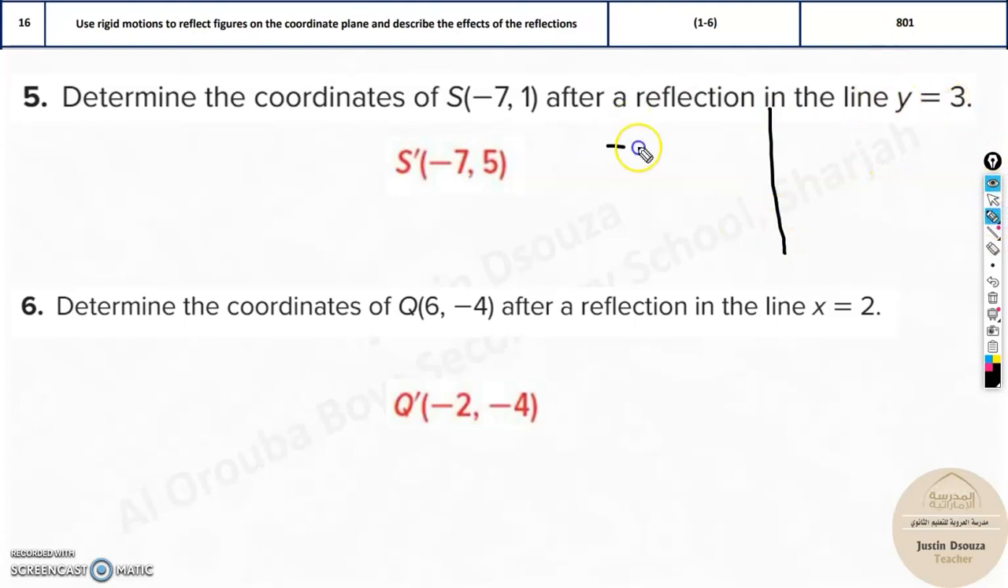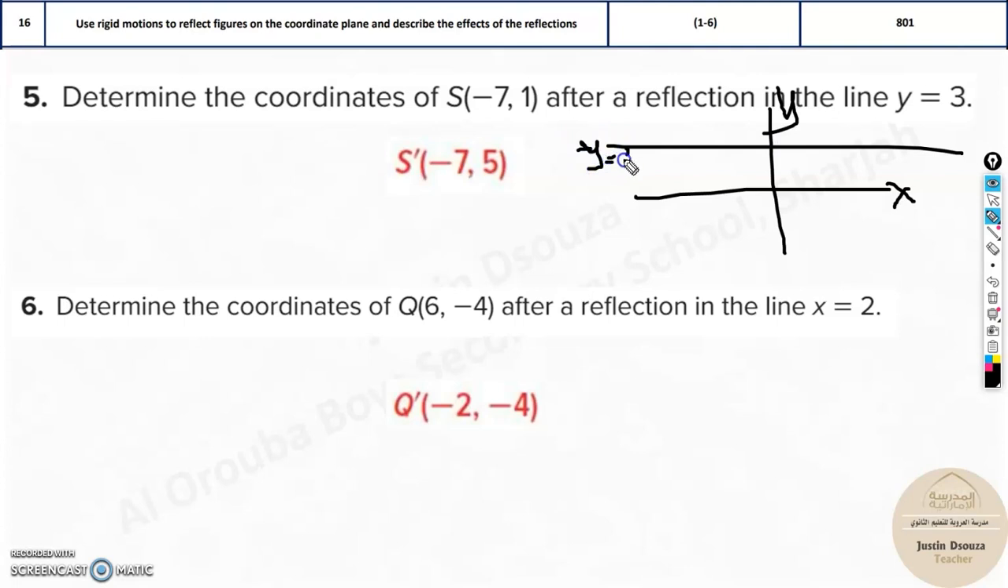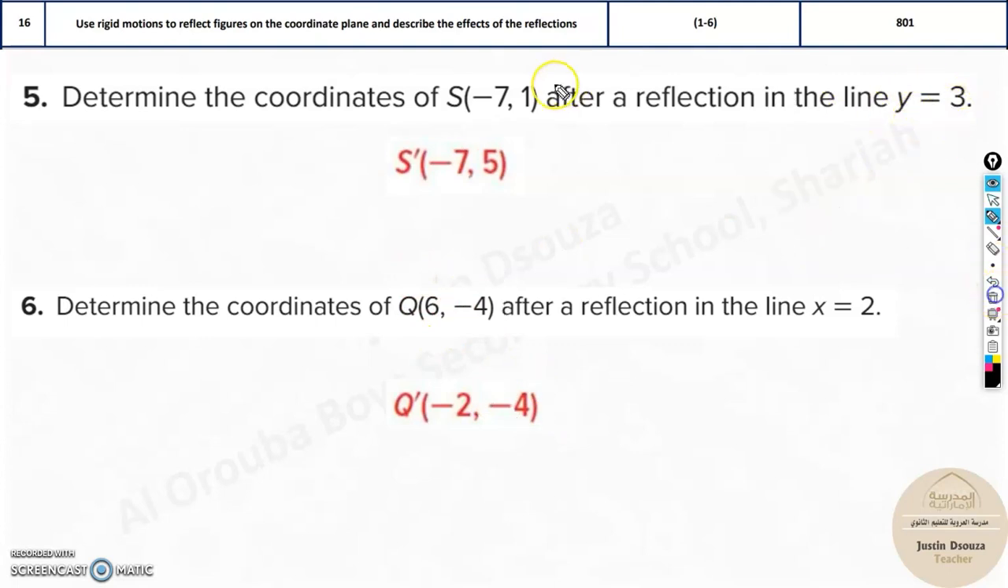One last thing, understand what the line is. Y equals 3 means, if this is the x line and this is the y line, this is the y equals 3 line. Now you must understand one thing. You're dealing with the y equals 3 line, so the x value does not change. The x value will always remain the same, only the y value differs. When you're dealing with the x equals 2 line, the y value remains the same, only the x changes, because you're dealing with the x equals 2 line. Whereas over here, with the y equals 3 line, the y value changes, not the x.